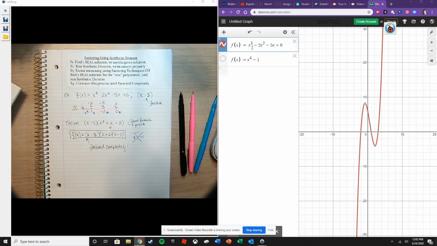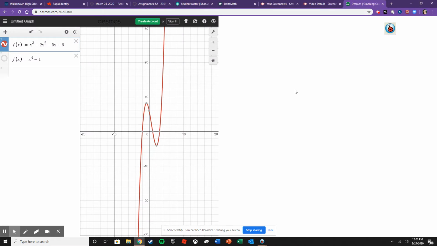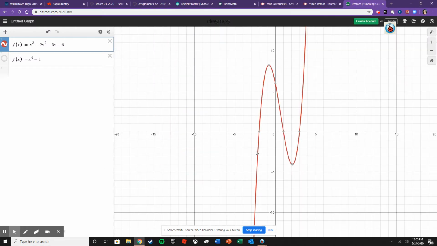So I have x cubed minus 2x squared minus 5x plus 6. Let me open this screen up. Okay. So what I've got here is the polynomial graphed, and it crosses the x-axis right here at three different locations. So I could have actually said, if you notice, one of the answers you were given or factors was x minus 3.